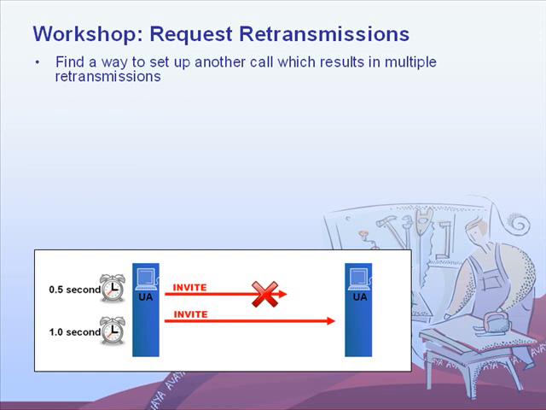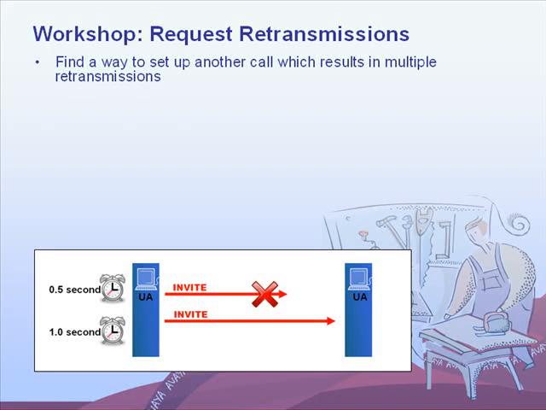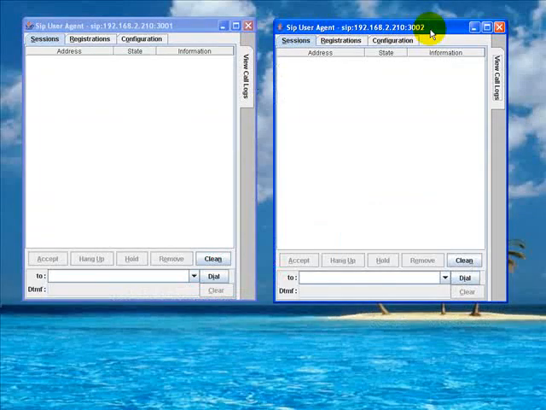So, you've hopefully already done something like enter a bogus address in the dial-out field of your user agent with no SIP device at that address. So, of course, when the request goes out, nothing comes back and your user agent retransmits. So, here's how I'd do it.